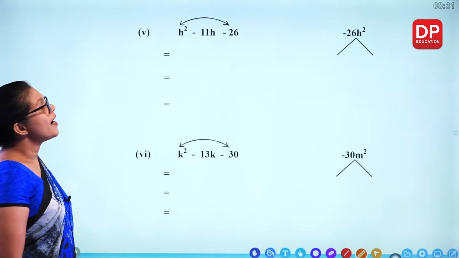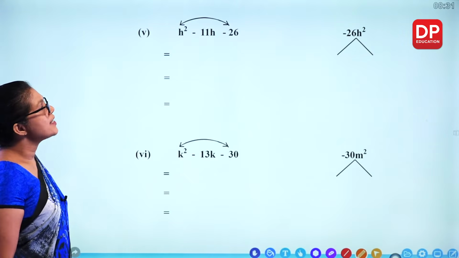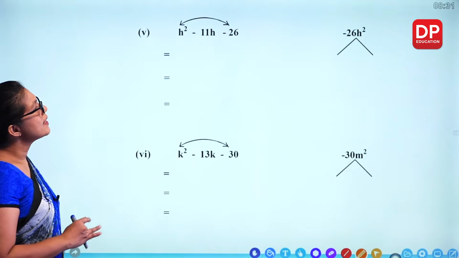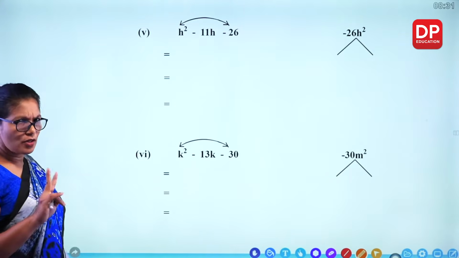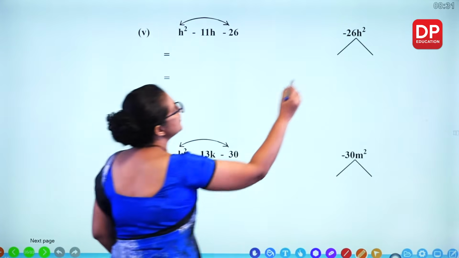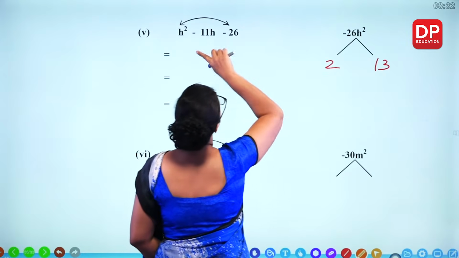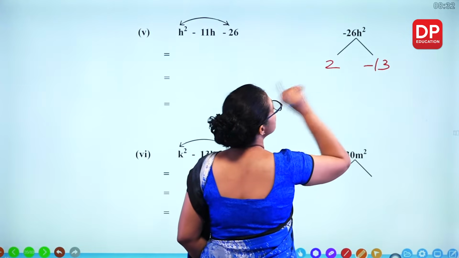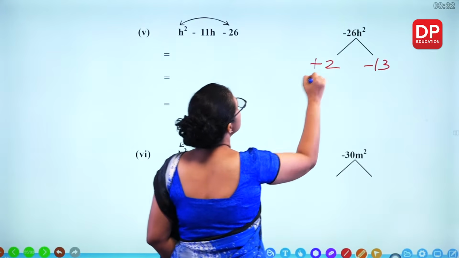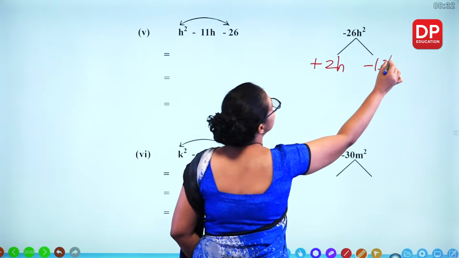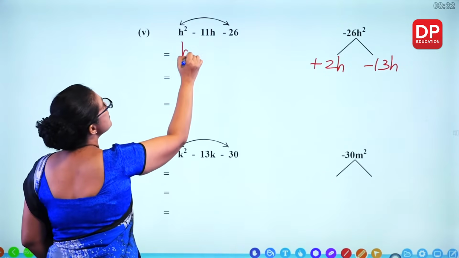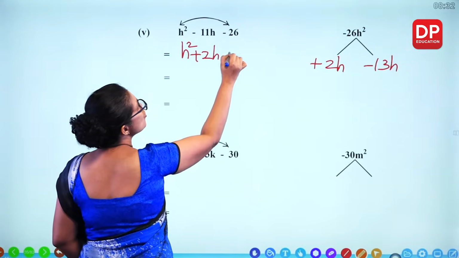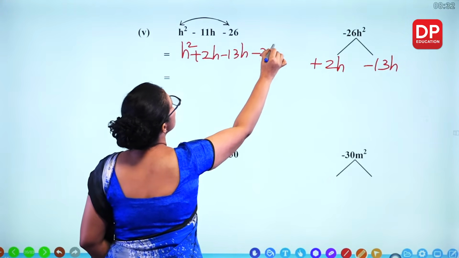This one, h squared minus 26 h squared. 1 with 26, 2 with 13. 2 and 13, you get 11. This is minus 11. You have to take the difference. So minus for the larger number and this is positive. Splitting the middle term to plus 2h and minus 13h.